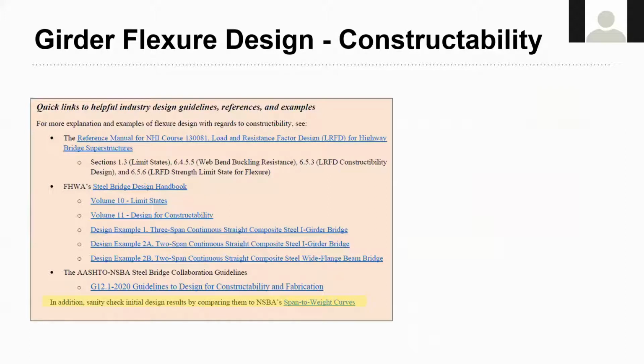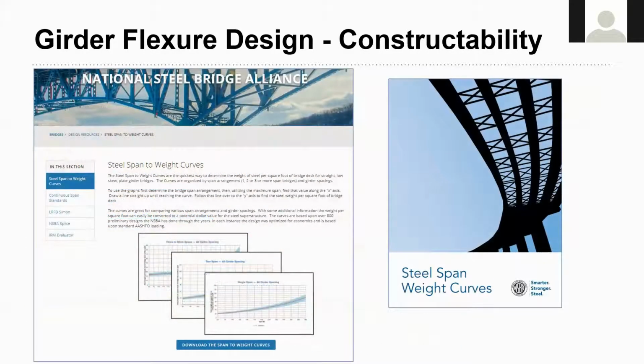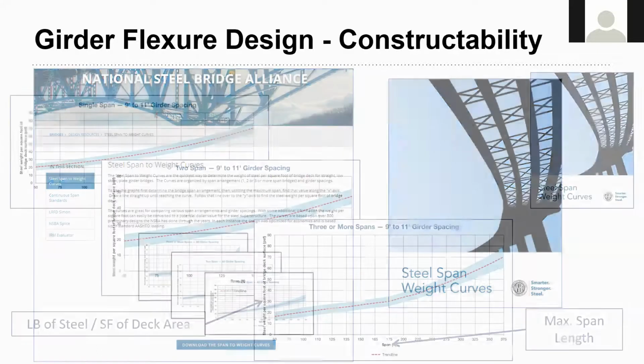Last but not least here, it says, in addition, sanity check initial design results by comparing them to NSBA span to weight curves. What if I click on that? Well, that takes me right to the NSBA steel span to weight curves. And what this is, it's a really good resource to actually check how close you are to a whole bunch of other girder designs. What do I mean by that?